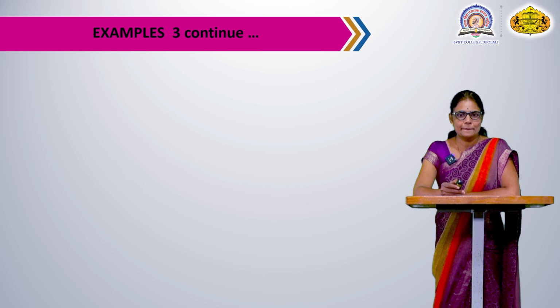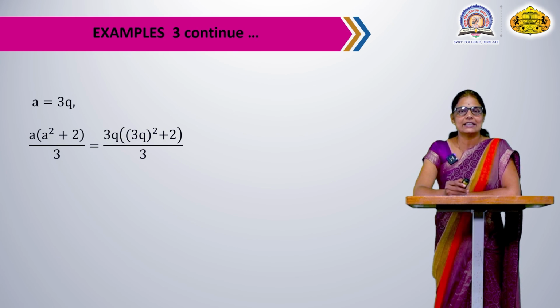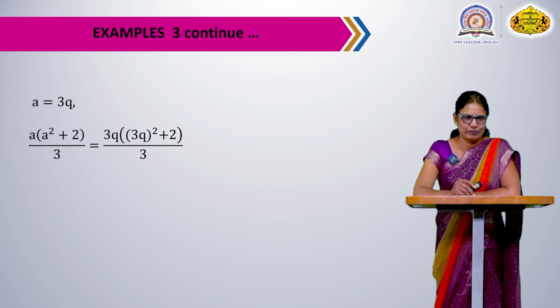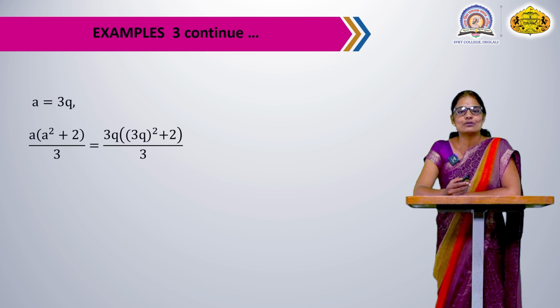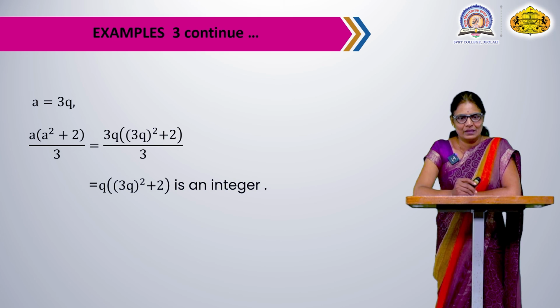So now first we put a equals to 3q in the expression a upon 3 into a square plus 2 upon 3. So replace a by 3q into 3q square plus 2 upon 3 here. Just simplify it. Actually there is no need to simplify, 3 gets cancel here. Remaining is q into 9q square plus 2, which is an integer because q is an integer, and hence in first case it is true.